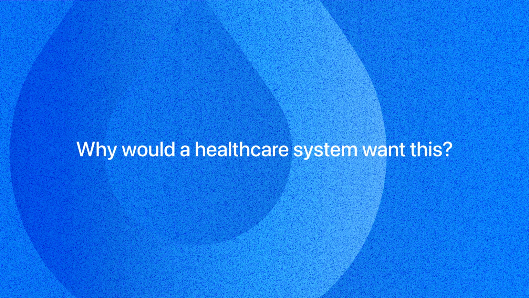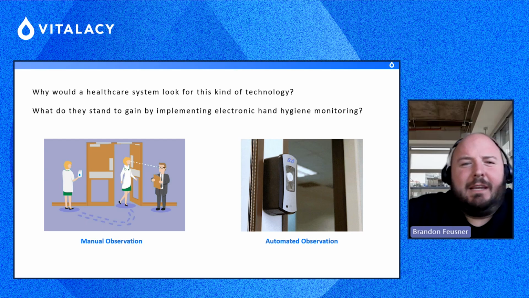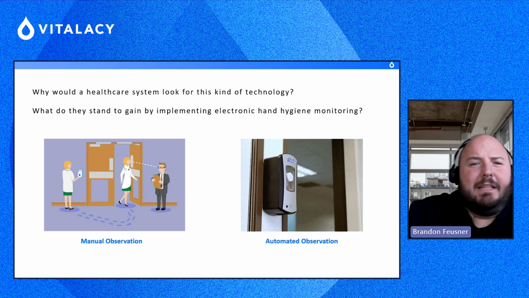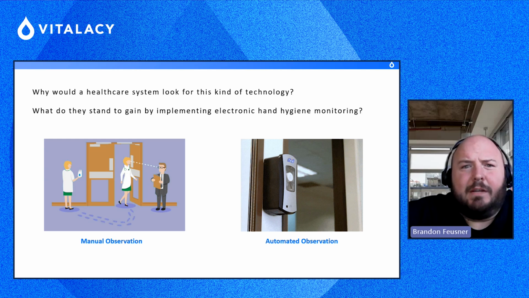So let's look at a couple of the reasons that a healthcare system should look for this technology. And then what do you stand to gain by implementing that? The adoption of electronic hand hygiene monitoring in healthcare facilities can be transformative. Beyond the obvious benefits of accurate near real-time compliance tracking, healthcare facilities gain a strategic advantage in their overarching goal of enhancing patient safety. Electronic hand hygiene monitoring provides them with the ability, like we said, to pinpoint specific areas of improvement, to implement targeted interventions and teaching moments, and to measure the impact of those interventions over time.